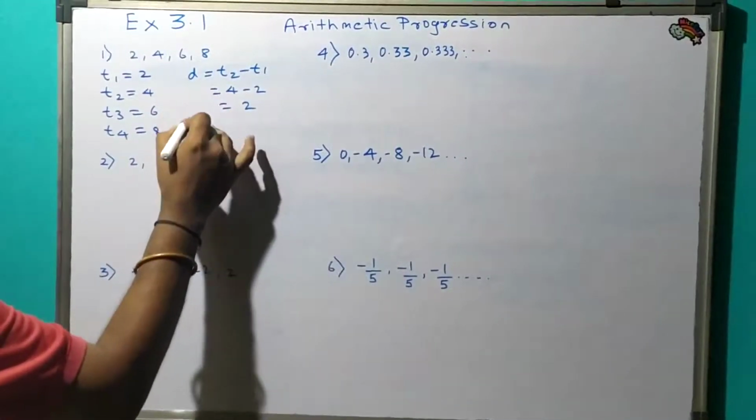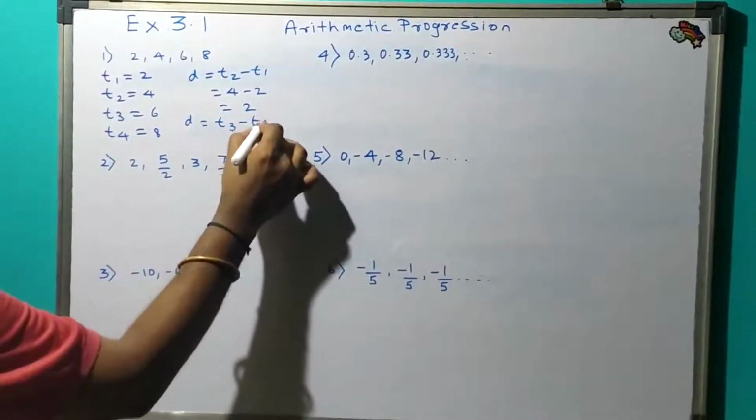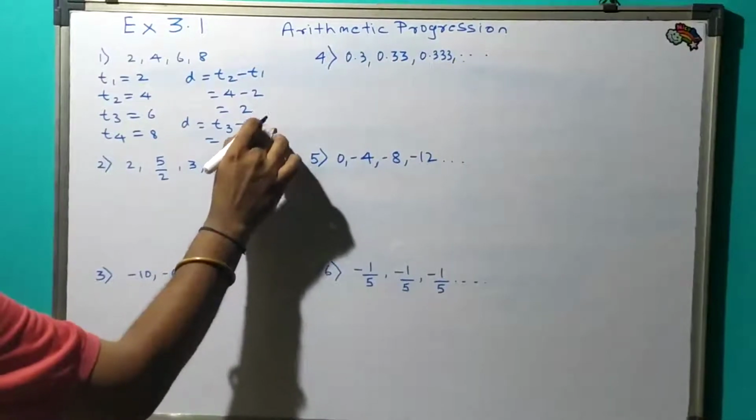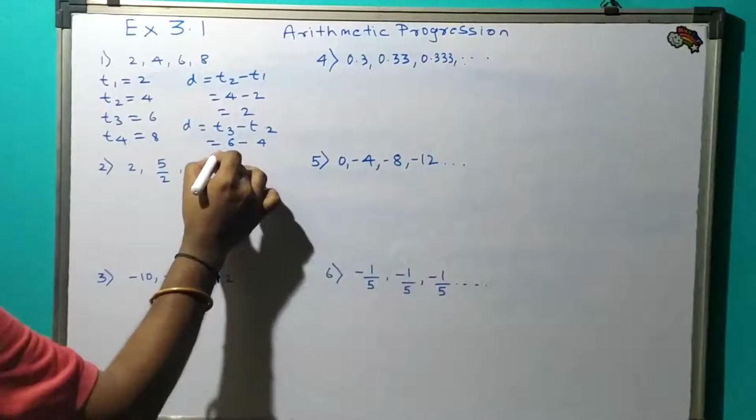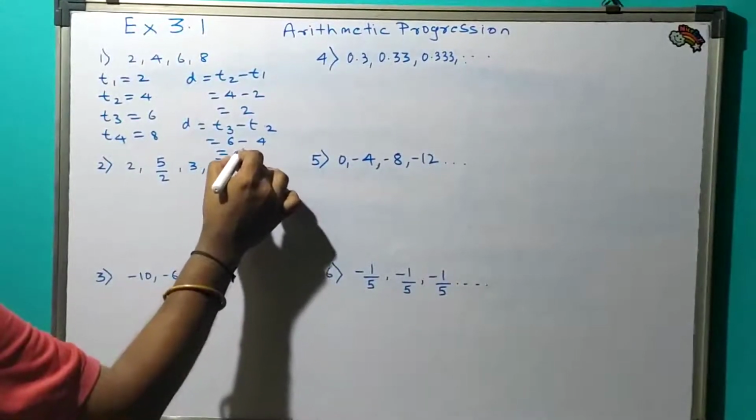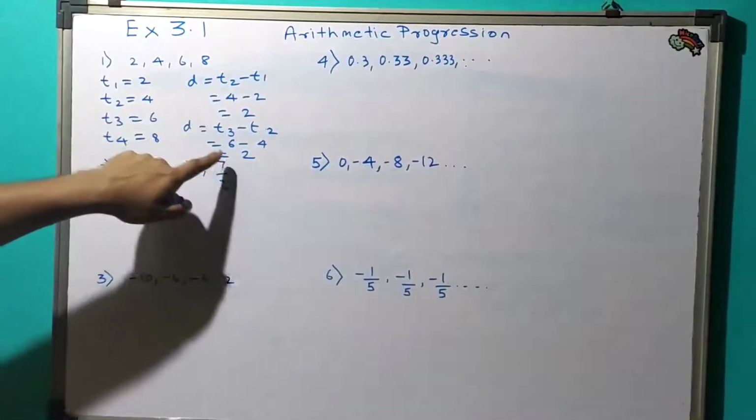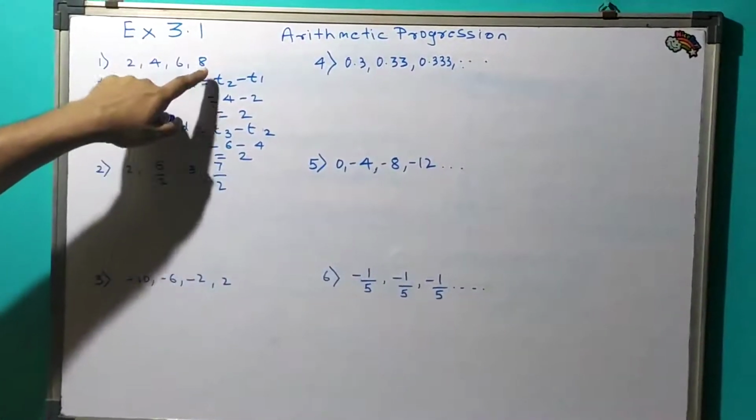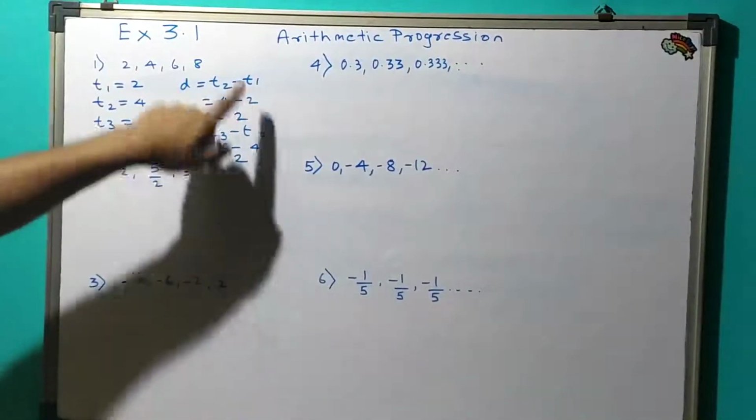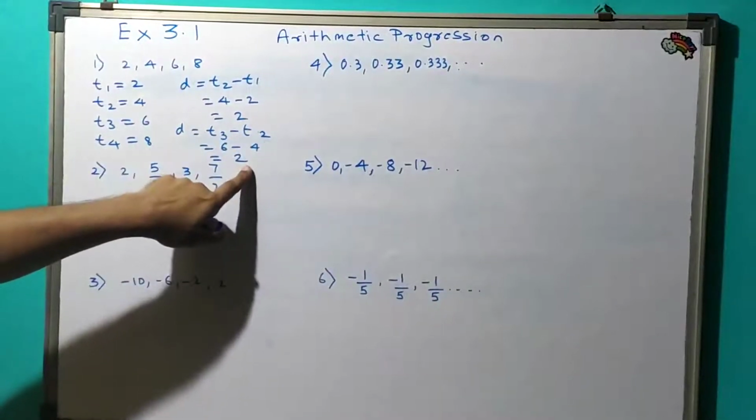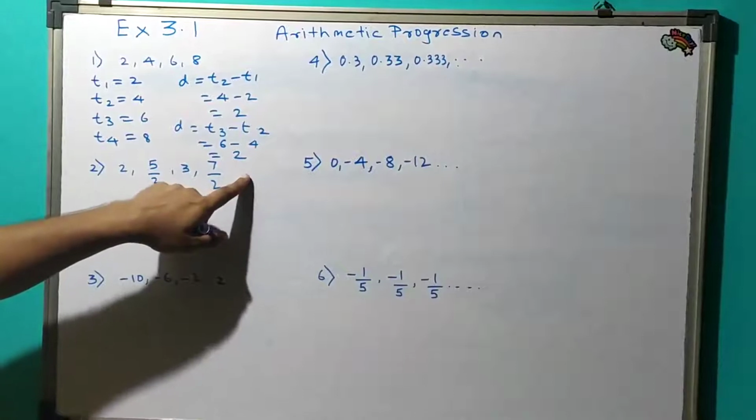How can it be calculated? Difference is equal to T3 minus T2, that is 6 minus 4, which is equal to 2. Similarly, we can calculate the difference for the last number also, T4, that is 8 minus 6. Since all the differences are 2, it is an arithmetic progression.